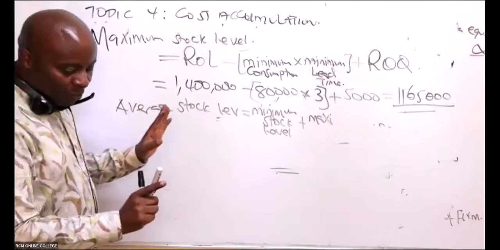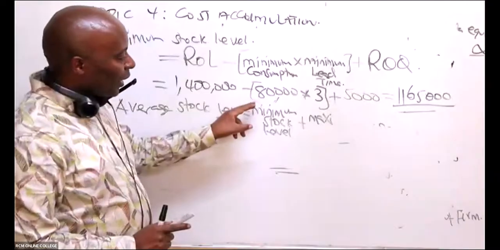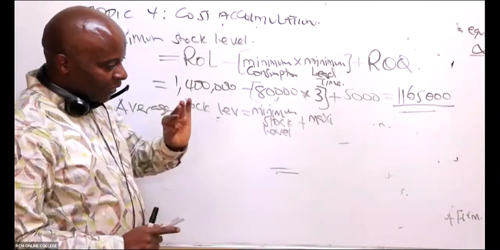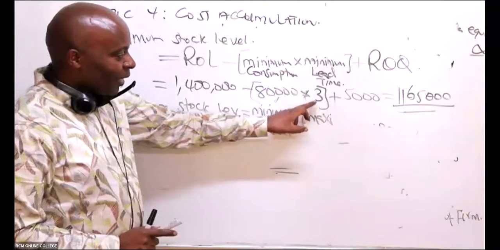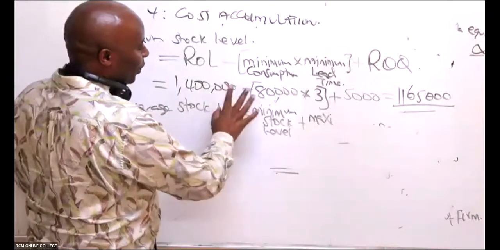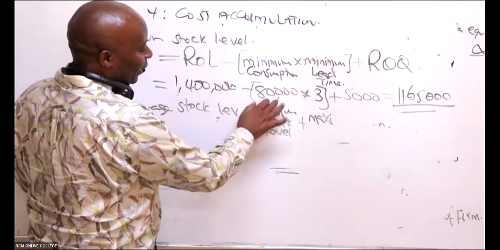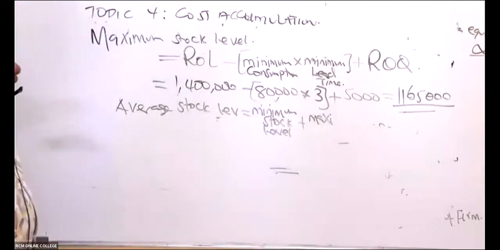So let's move slowly. From our calculators, 1.4 million minus open brackets, 80,000 times 3 is 240,000. But now remember this bracket, plus 5,000. So take 1.4 million minus open brackets, 80,000 times 3 close brackets, plus 5,000. Don't do them separately.